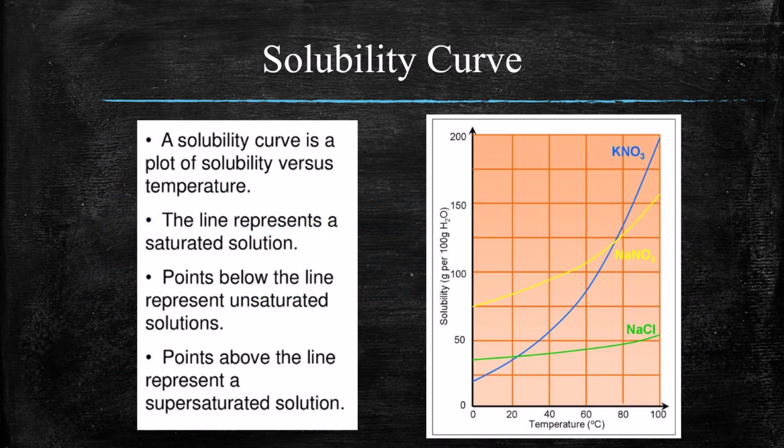So this is what a solubility curve looks like. Basically it's a plot of solubility versus temperature. So you have your x-axis and your y-axis. On your x-axis you see the temperature in degrees Celsius, and on your y-axis you see the solubility in grams per 100 grams of water. The line represents the saturated solution. Points below the line represent unsaturated solutions, and points above the line represent a supersaturated solution, and that is how we read it.